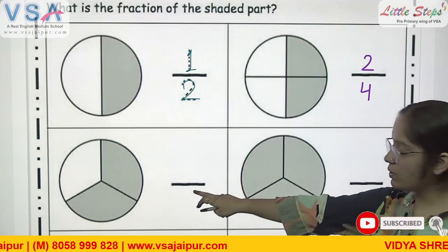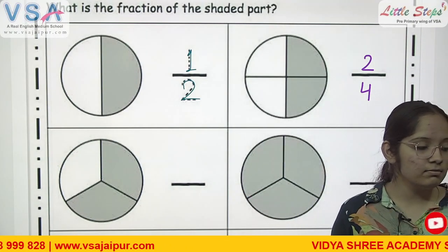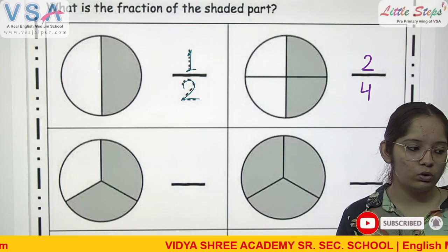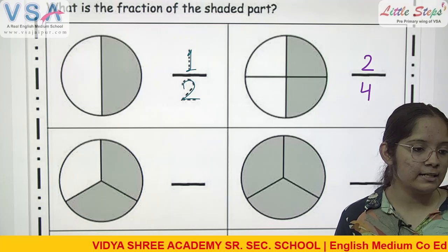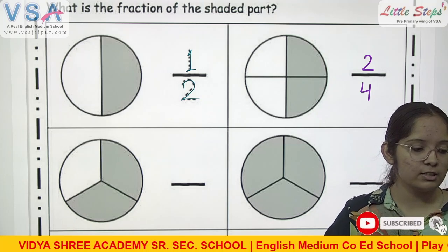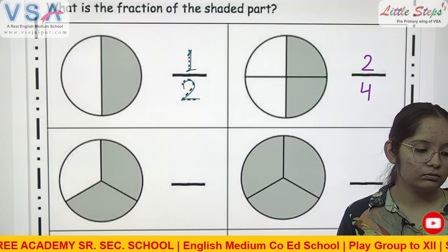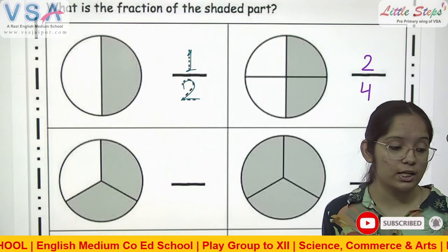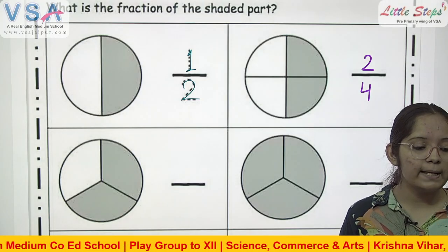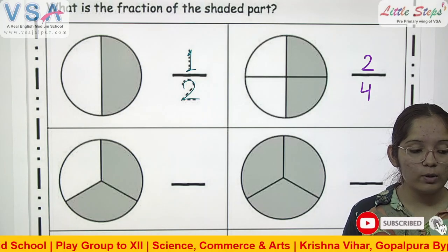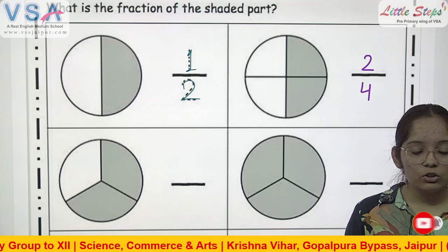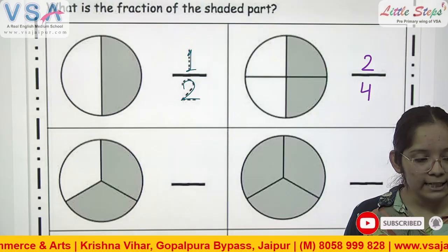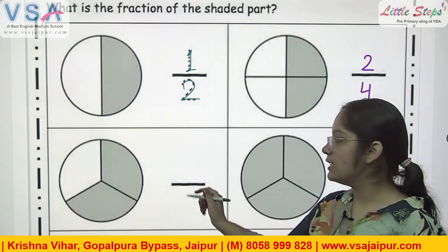Who will tell me this one? Yes, Vidhan. 1/2. No. Mansi, tell me this one. 1/3. We have to see the shaded part, the ones that are colored. How many parts are colored? 2. So it will be 2 upon. Total parts? 3. So it will be 2/3. Sit down.